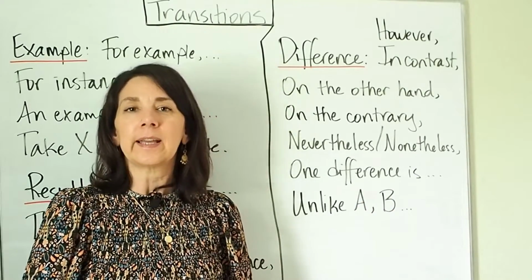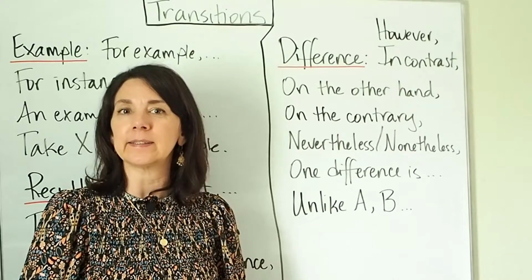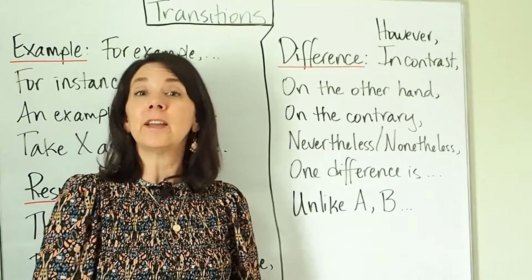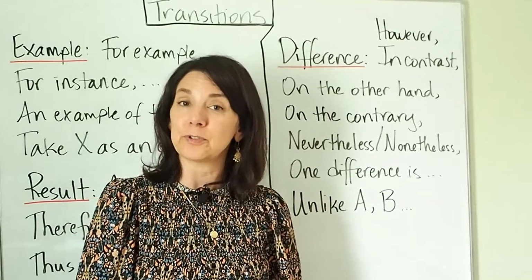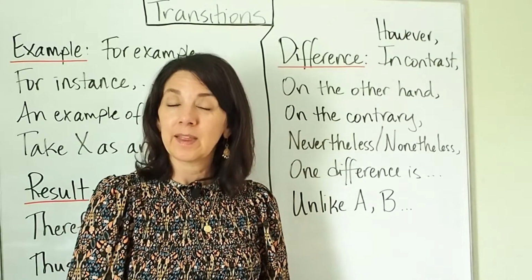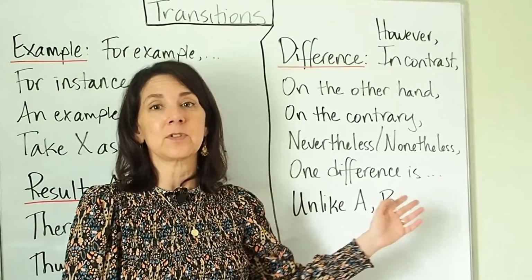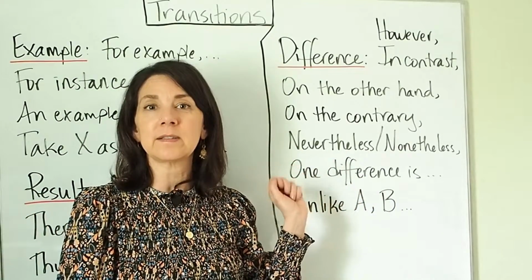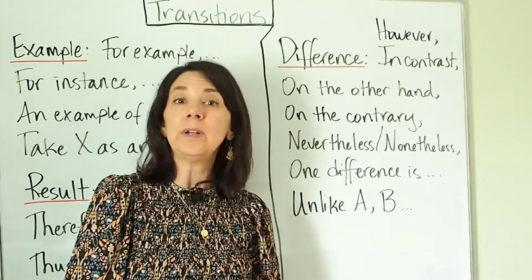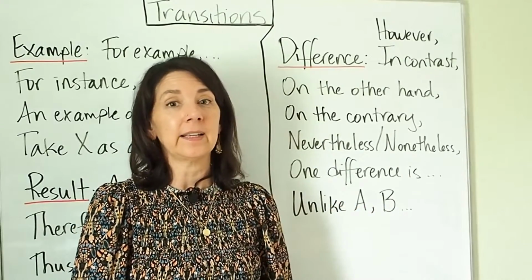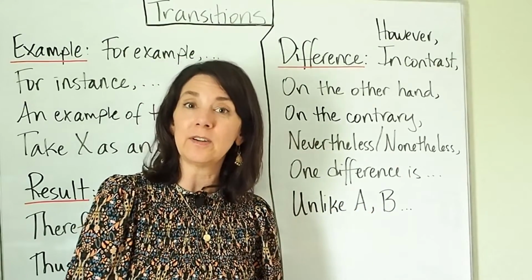For example, cats are very independent pets. Nevertheless, they can feel lonely if left alone for too long. Okay, you can also say one difference is, so you have been talking about two things, and then you want to show a difference. One difference is that cats are more independent than dogs.